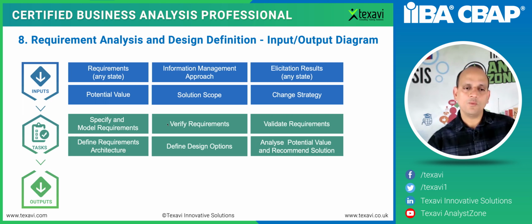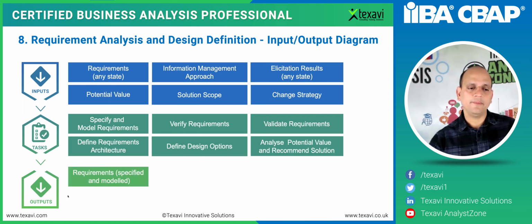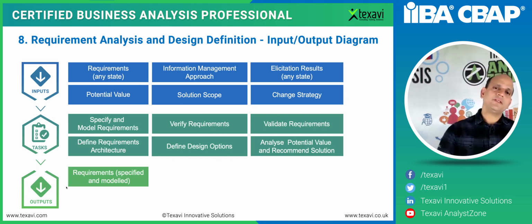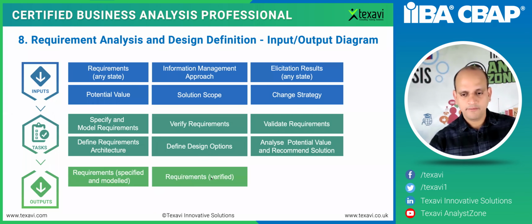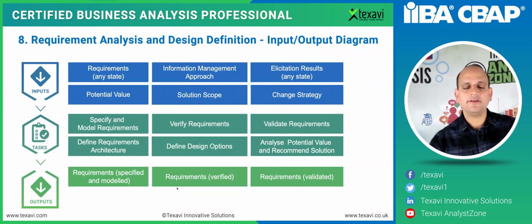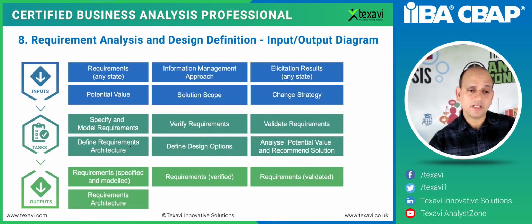And then you can understand what the specifics are in terms of the tasks, the stakeholders, and the techniques that we use within each of them. And the outputs from this knowledge area are again requirements. So the requirements would be specified, modeled, and perhaps verified and validated. Again, verified requirements, validated requirements. And then requirements architecture is also an output or outcome.